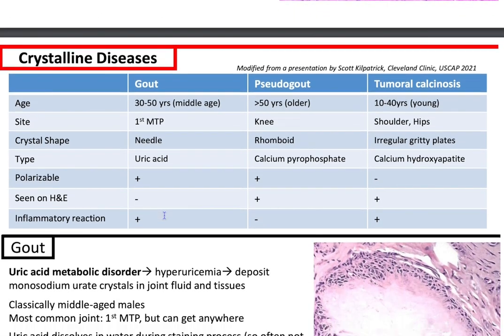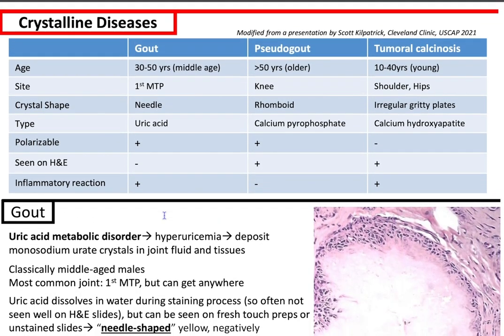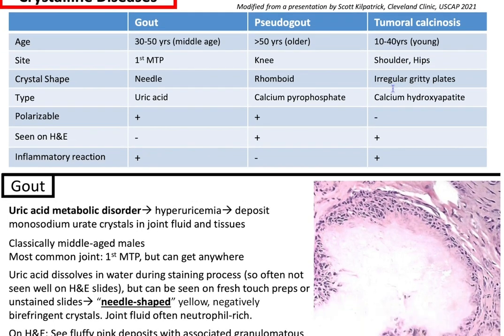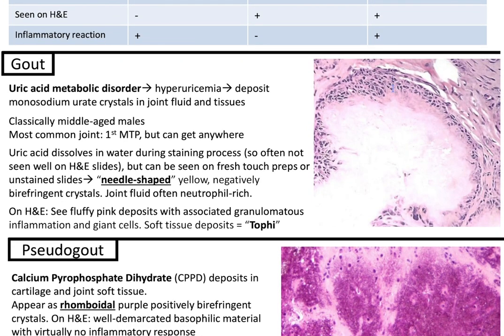All right, crystalline diseases can be divided basically into gout, pseudogout, and tumoral calcinosis. I'll have this chart for you to review. Gout will be this fluffy pink material in the surrounding tissue from low power. It's a uric acid metabolic disorder. You'll get hyperuricemia, and the crystals will be monosodium urate crystals in the joint fluid and tissues. Classically in middle-aged males, and the most common joint is the first MTP, but it can occur anywhere.